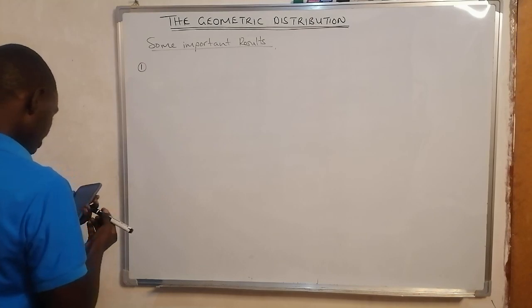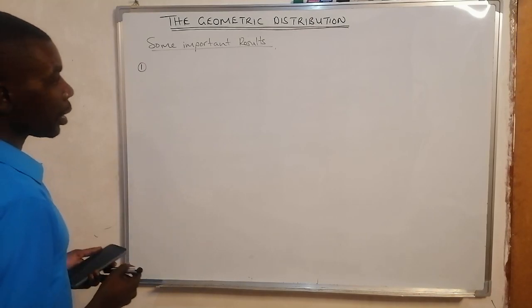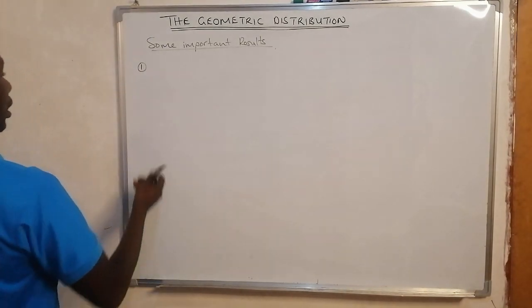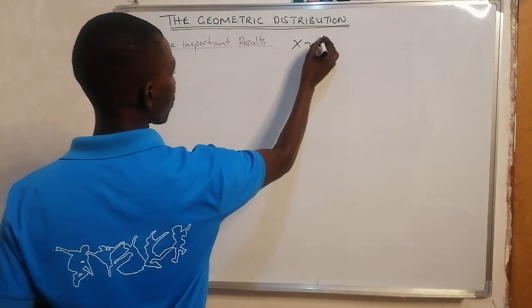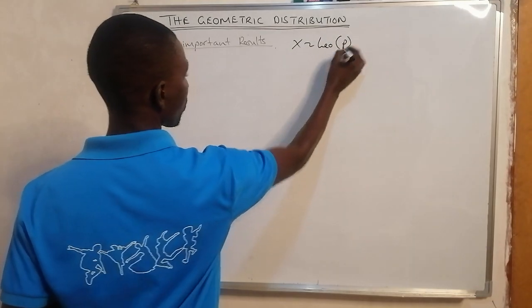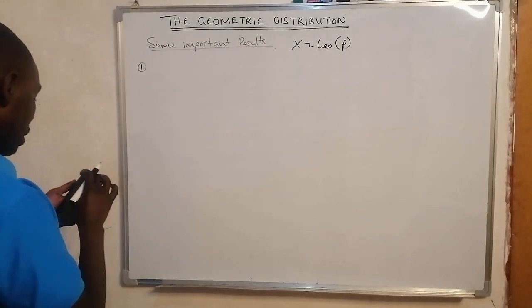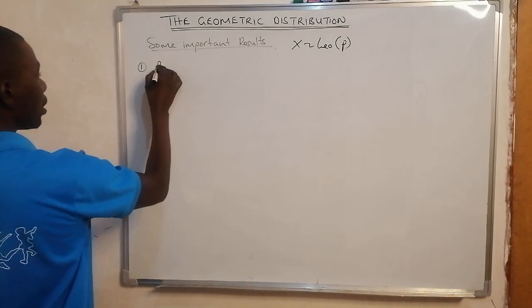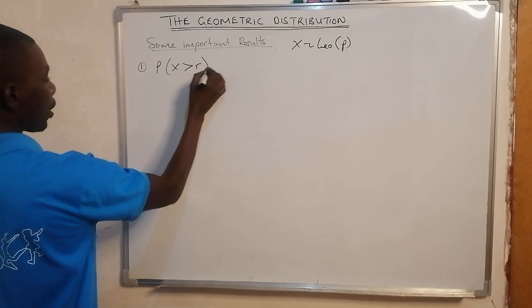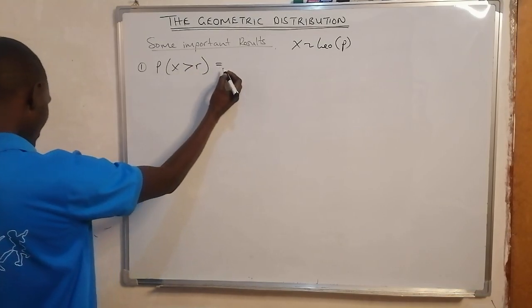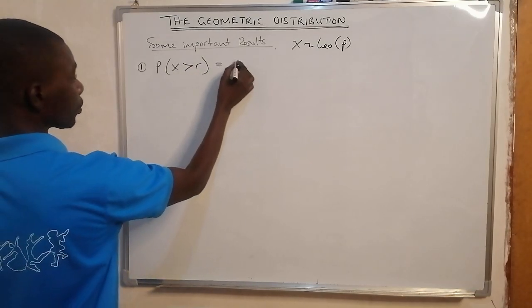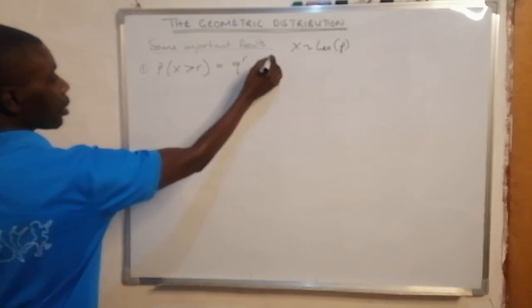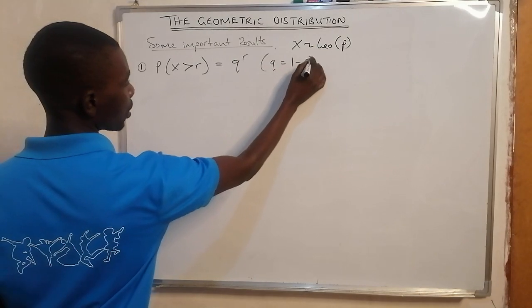Let's say x follows a geometric distribution with probability of success p, right? Result number one, if we want P of x is greater than r, that will be q to the power r. Remember, our q is 1 minus p.